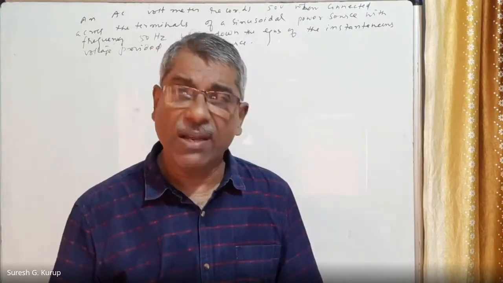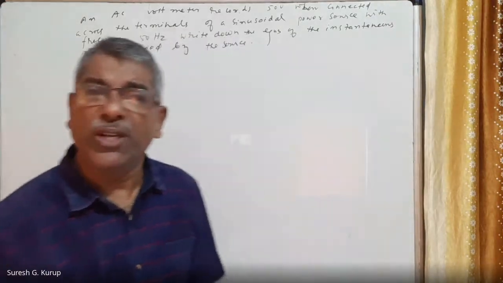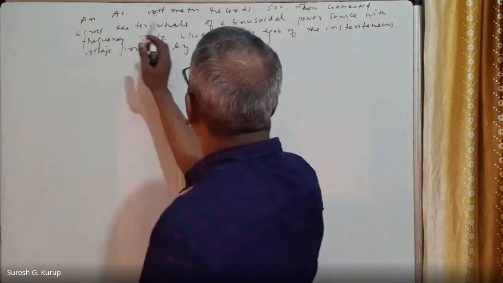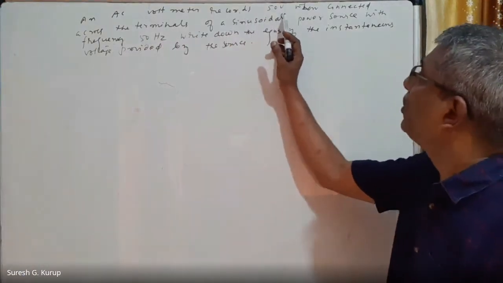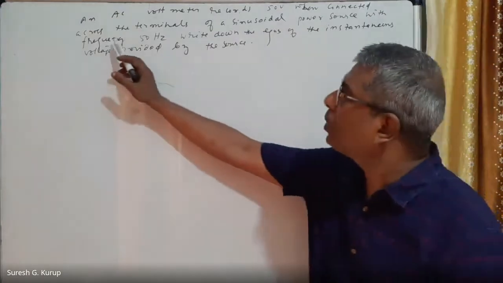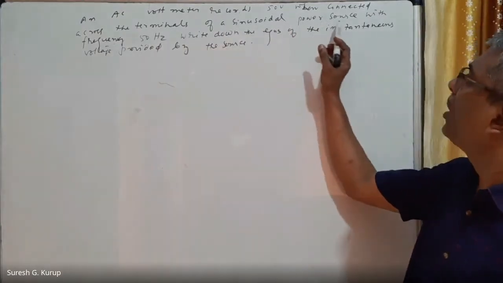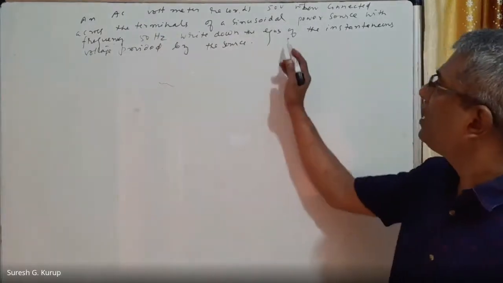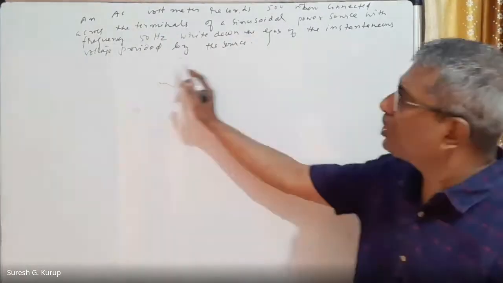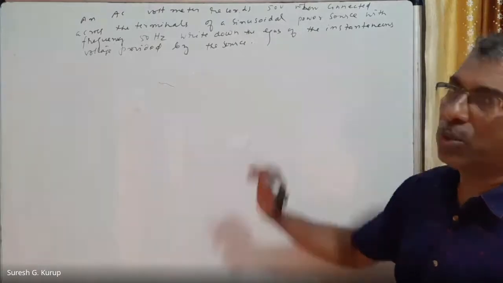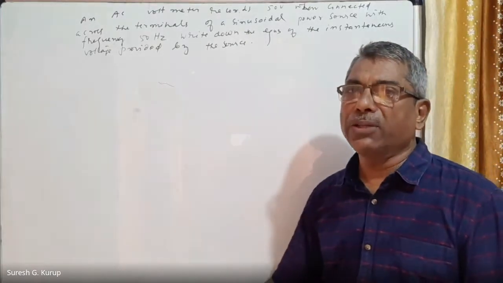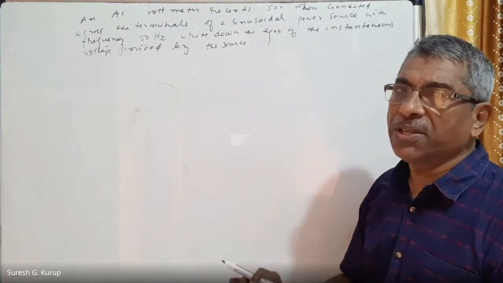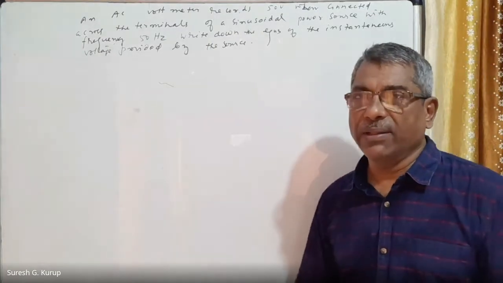Here on the board, I have written a question. Please go through this question and read it. An AC voltmeter records 50 volt when connected across the terminals of a sinusoidal power source with the frequency 50 hertz. Write down the equation of instantaneous voltage provided by the source. So we have to write an equation in the form of I is equal to I0 sin omega t or E is equal to E0 sin omega t. That's all.